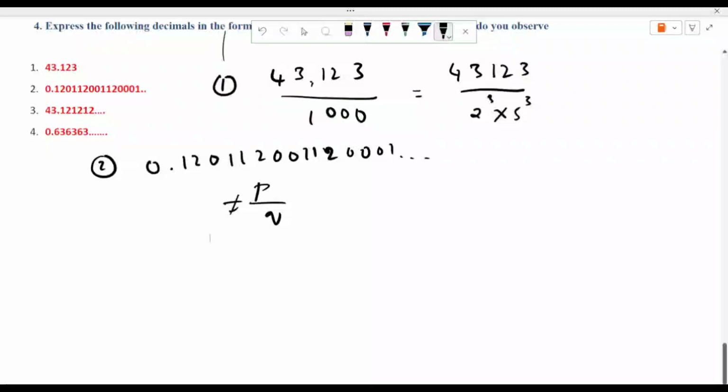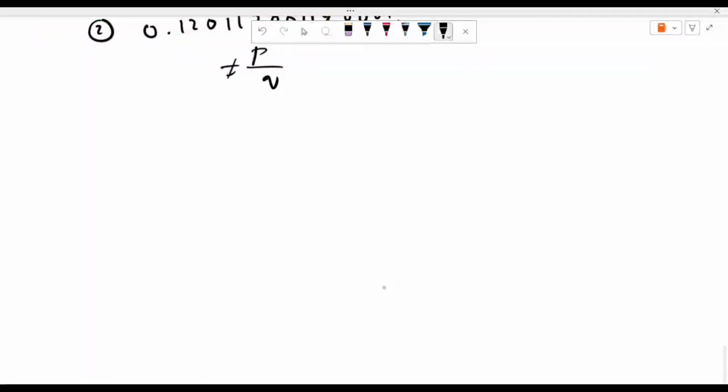Okay, next let's see the third question. Given here is 43.121212 and so on. So it can be written as 43.12 bar. Now we have seen this type of question in our 9th standard. So let us convert this.